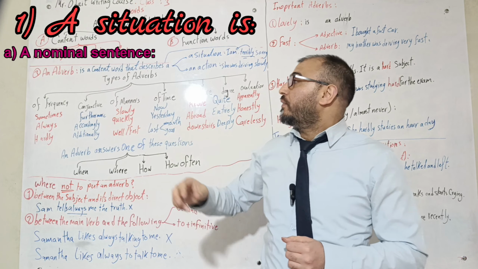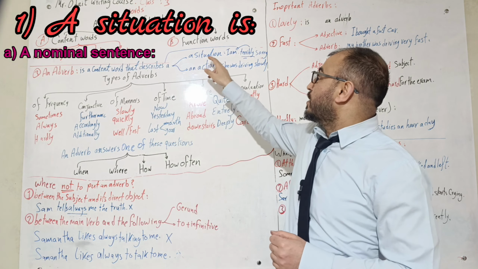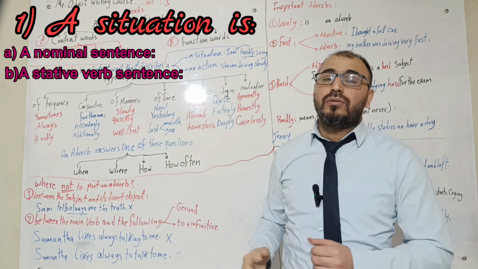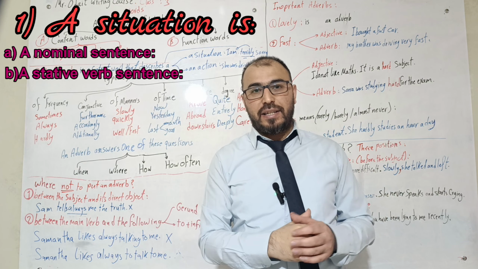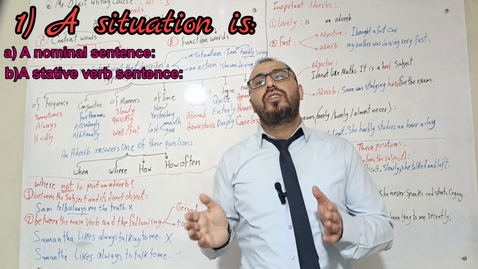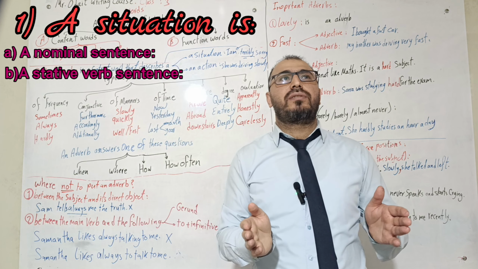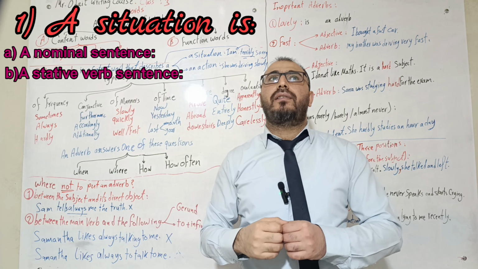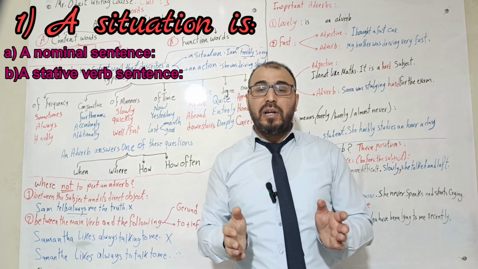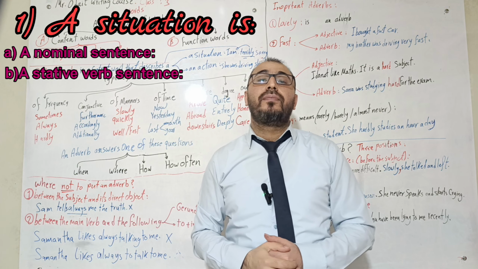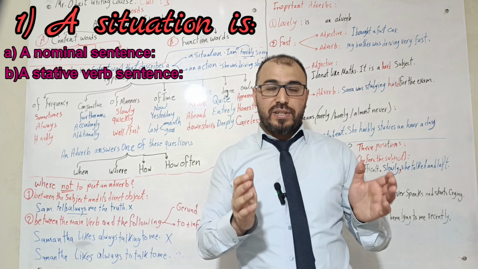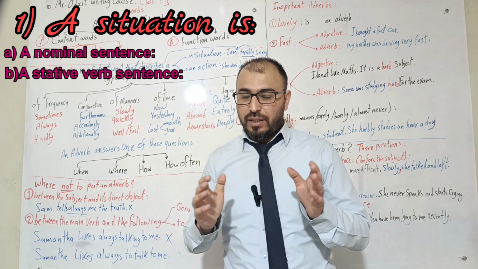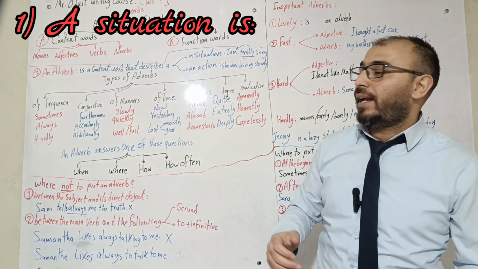The other option here, my friends, concerning situation, is to use an adverb to describe a stative verb. For example, we say, she looks terribly beautiful. She looks very beautiful. Here, my friends, I use terribly and very in order to describe the situation she was in, and here I am not describing any action.